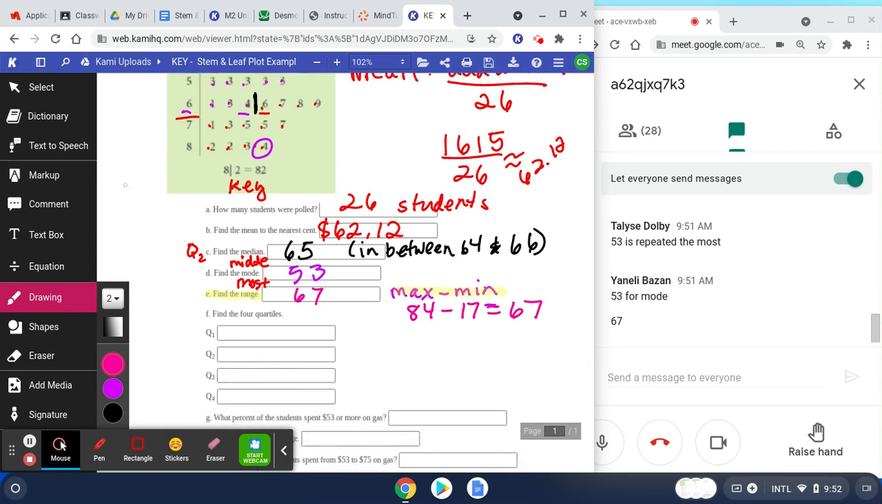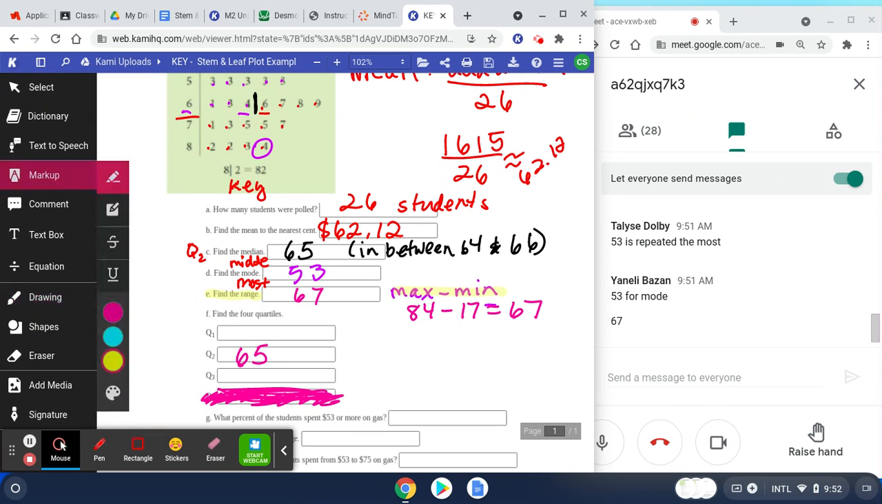Okay, finding the 4 quartiles. And by the way, we don't do the 4th quartile in this class. We do Q1, Q2, and Q3 for our purposes. So just do these Q1, 2, and 3. So what's our Q2? We already did that one. The Q2 is the median. We got that it was 65 right up here.